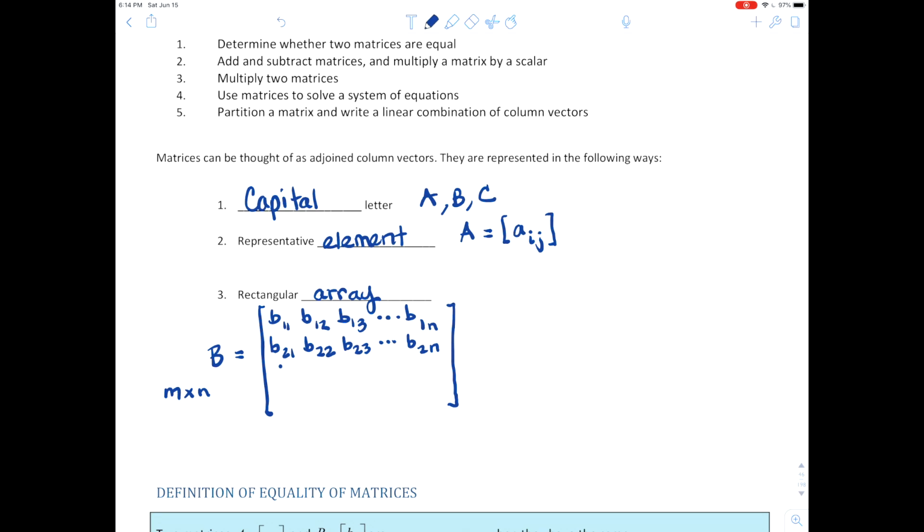And then it would continue down in this manner until you got to Bm1. You're in the mth row, all right? This would continue, and now you're in the mth row and second column. And this behavior goes on until you get to Bmn, which is the entry in the mth row and nth column. Cool, cool?